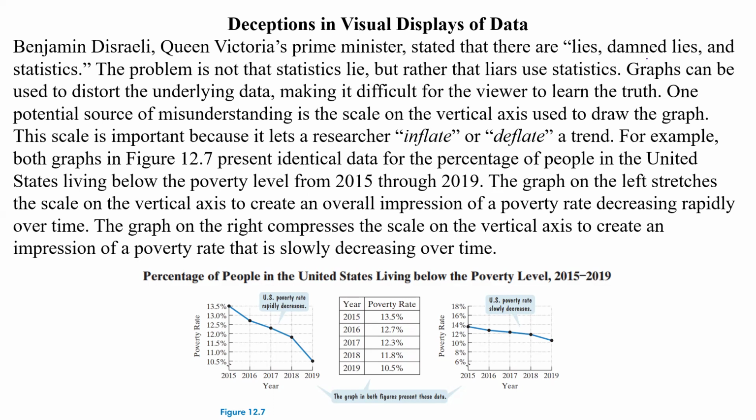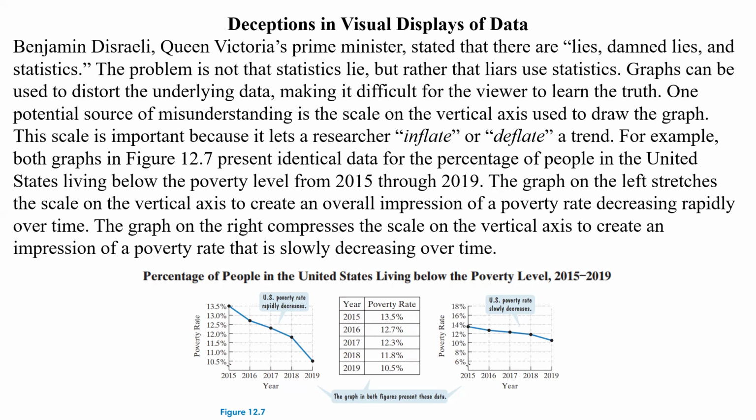One potential source of misunderstanding is the scale on the vertical axis used to draw the graph. This scale is important because it lets researchers inflate or deflate a trend. For example, both graphs in Figure 12.7 represent identical data for the percentage of people in the United States living below the poverty level between 2015 and 19. Now, the graph on the left stretches the scale on the vertical axis to create an overall impression of the poverty rate decreasing rapidly over time. The graph on the right compresses the scale on the vertical axis to create an impression of a poverty rate that is slowly decreasing over time.